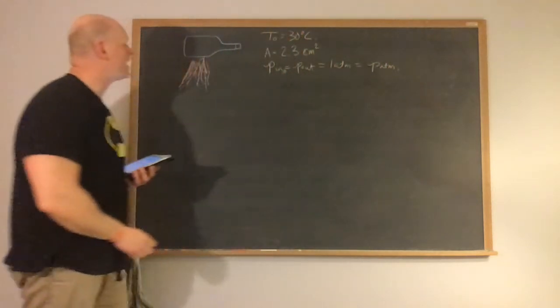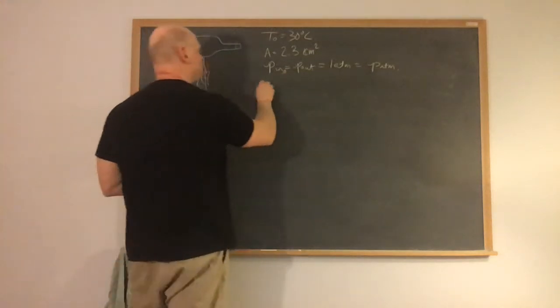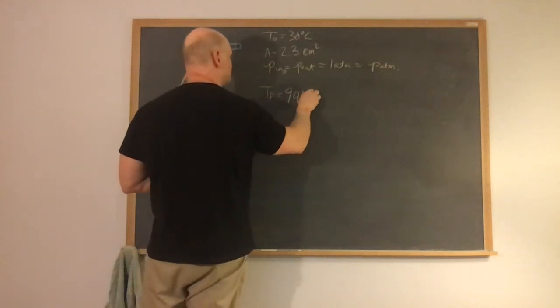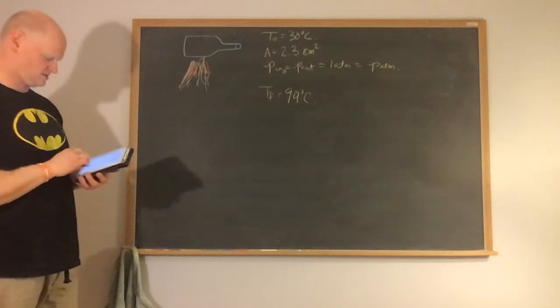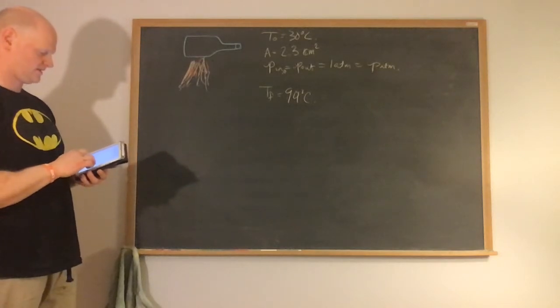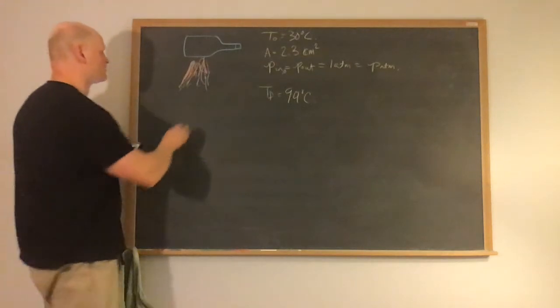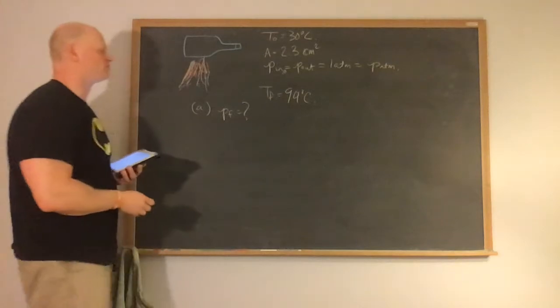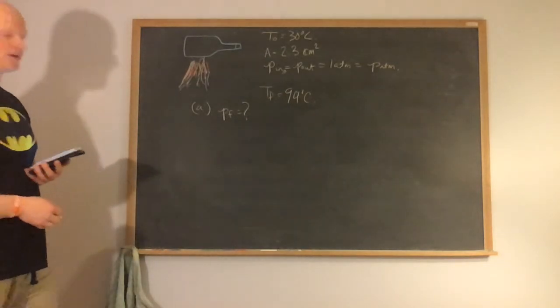So we're going to put this over the flame. In this case, what we find is that it takes this thing to reach a final temperature equal to 99 degrees Celsius before the cork comes popping out. So the first thing we want to know, for part A, is what's the final pressure? Once we reach 99 degrees Celsius, what is the final pressure?